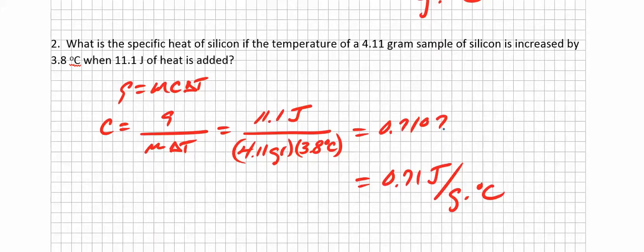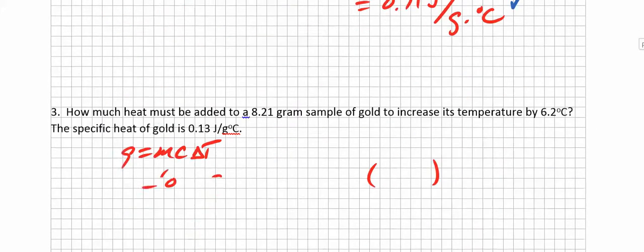I get 0.7107. Let me go to two significant digits. The 0 will not kick that 1 up, so we just get 0.71 joules per gram per degree Celsius, and that'll do it for us for number 2. Let's move on to number 3.